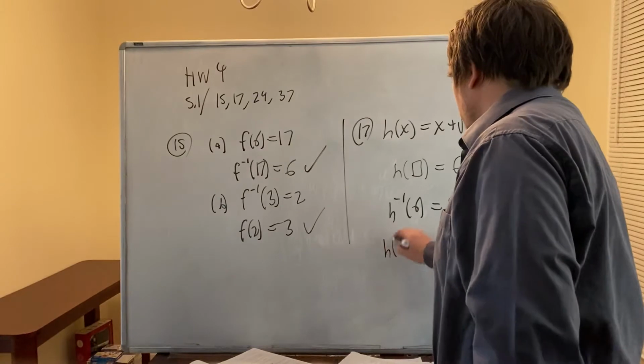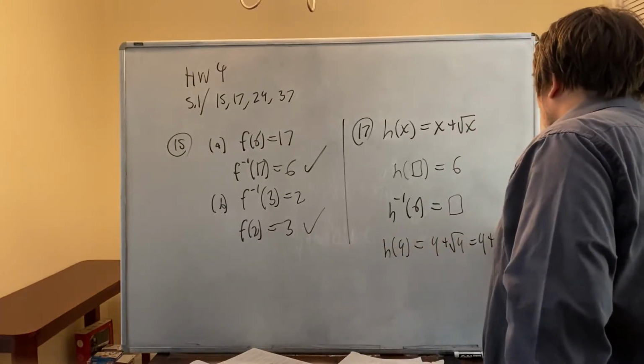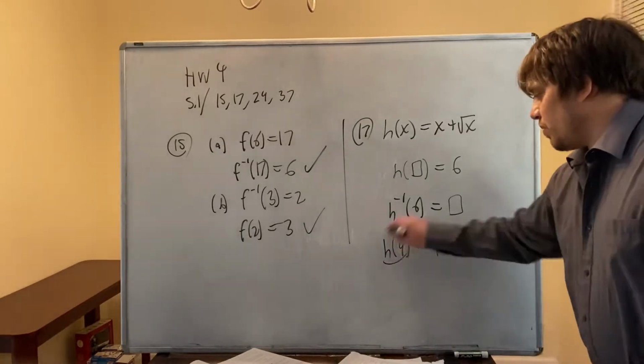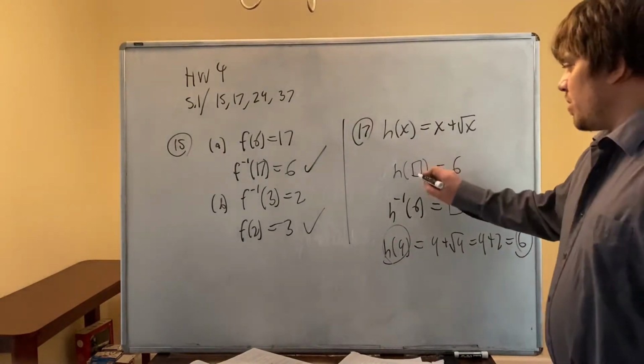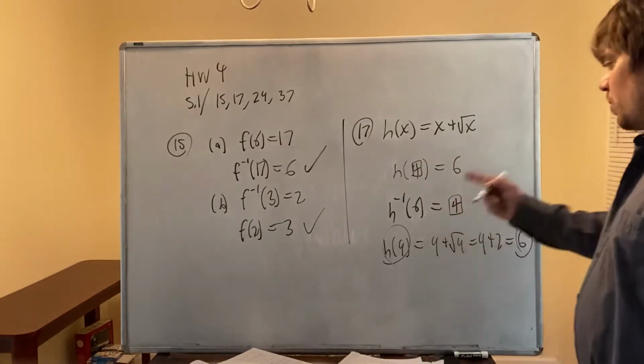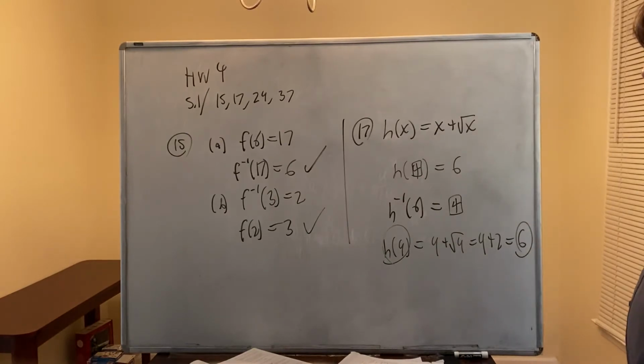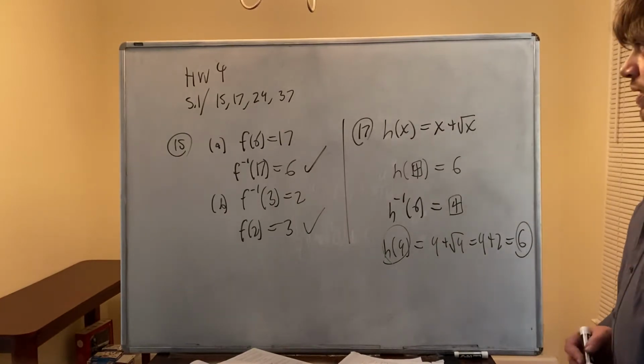So let's try h of 4. So h of 4 is equal to 4 plus the square root of 4, which is 4 plus 2, which is 6. And so h of 4 is 6. And so that box thing is 4. H of 4 is 6, so h inverse of 6 is 4. And that's the final answer. Okay. Good. Okay, so that's number 17.